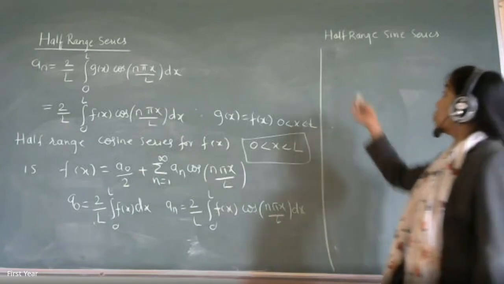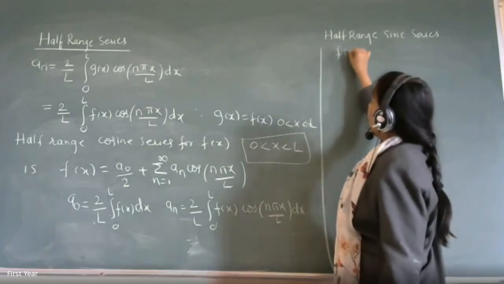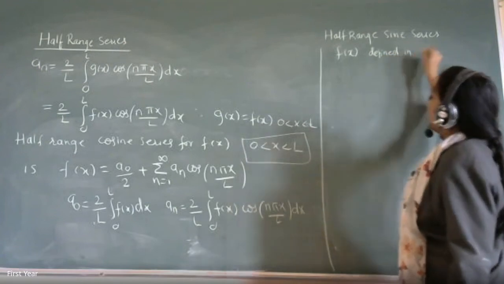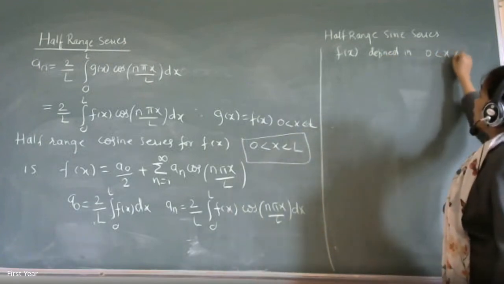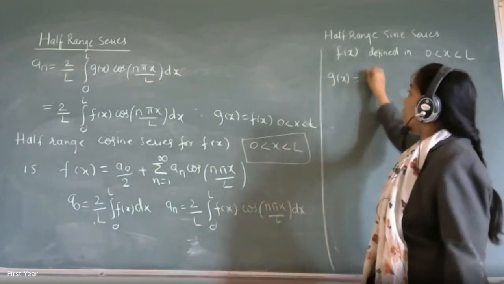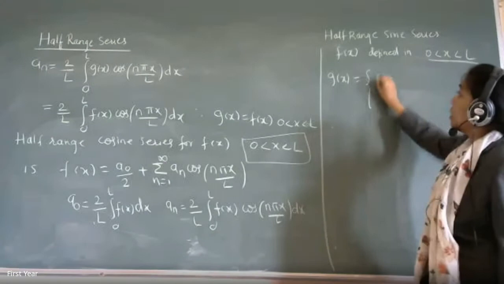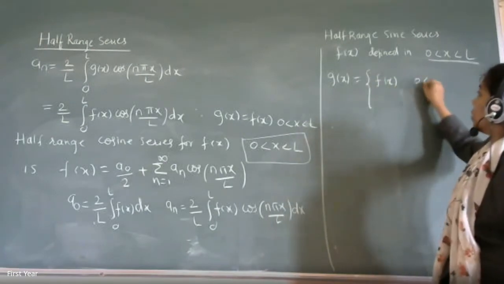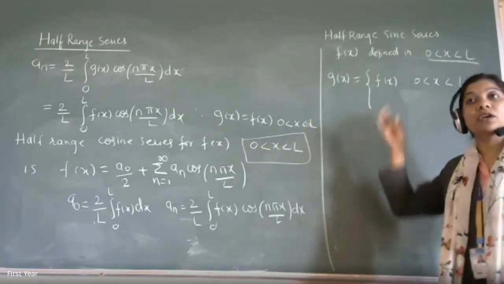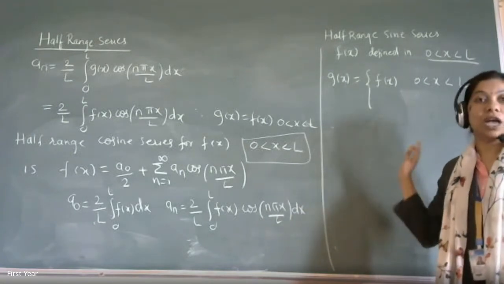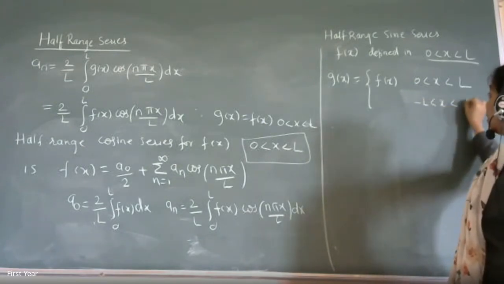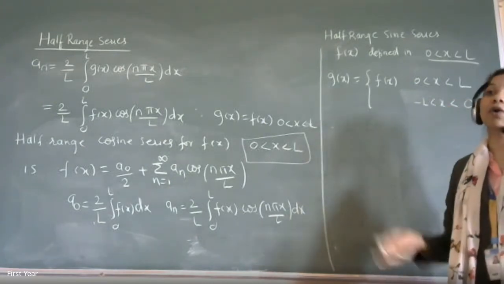Okay. Again, the question will be half range sine series for f of x defined in the interval 0 less than x less than l. So I will redefine the function g of x. How I will define? In this range, it is f of x. 0 less than x less than l, let it be f of x because I want to find the expansion for f of x in this half range.